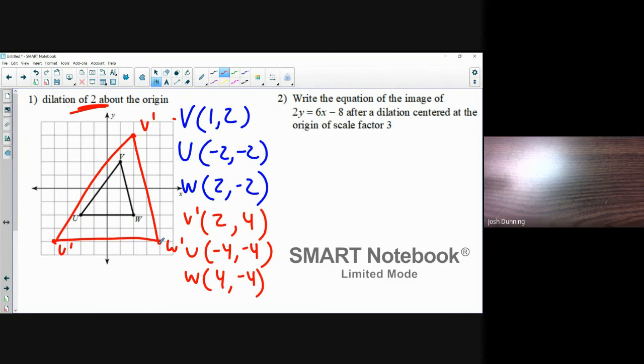Number 2. So this time, we're not dilating just a line segment on the grid with coordinates. This is an entire y equals mx plus b line. Well, I say y equals mx plus b, but nope. We got to solve for y. This should be pretty easy, though. All you got to do is divide by 2. And these are all whole numbers.